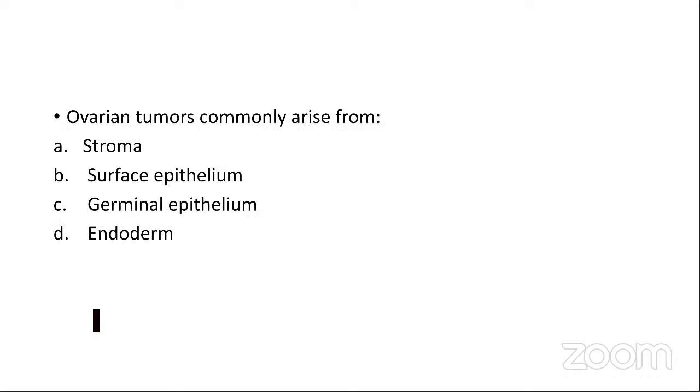Yes, very good, excellent. As there was a presence of glial tissue, your answer for this will be immature teratoma. So 90% of the ovarian tumors arise from the epithelium. The ovarian tumor commonly arises from, your best answer should go for surface epithelium.